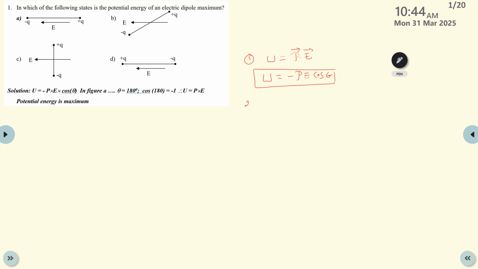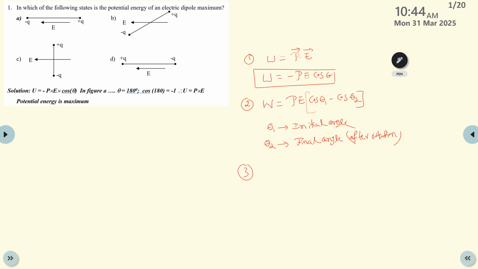This is one problem. Second one, what is the work done in rotating the dipole? He will ask the question like this: W equal to P into E into cos theta 1 minus cos theta 2, where theta 1 is the initial angle, and theta 2 is the final angle after rotation. Problems are very simple ones.